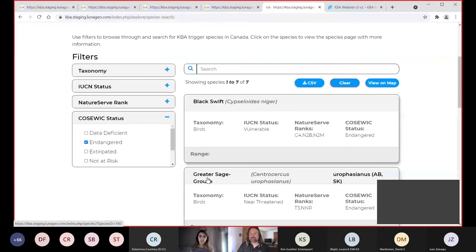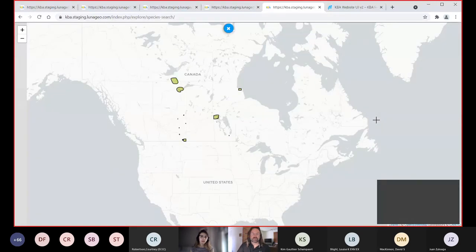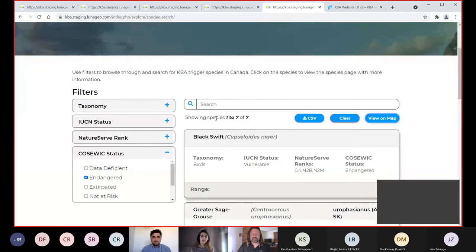And then if I say view on map, this should show me all the KBAs. Yep. Oh, no, I don't think that's working. And maybe that feature is not working yet, but it should give me a list of all the KBAs at which that grouping of sites, species rather, occurs.